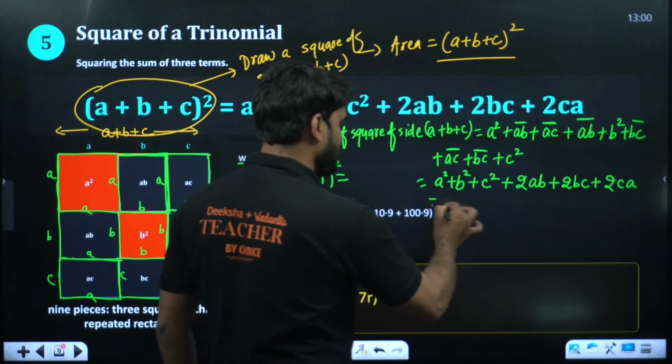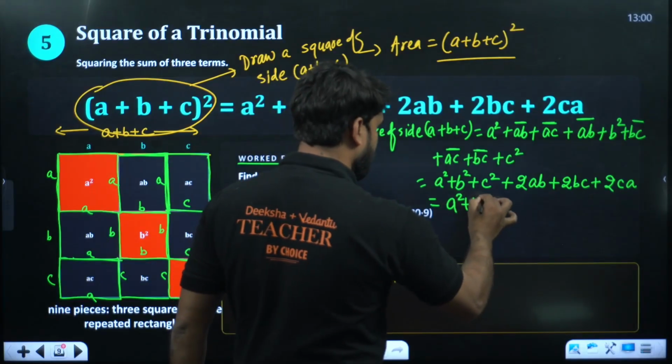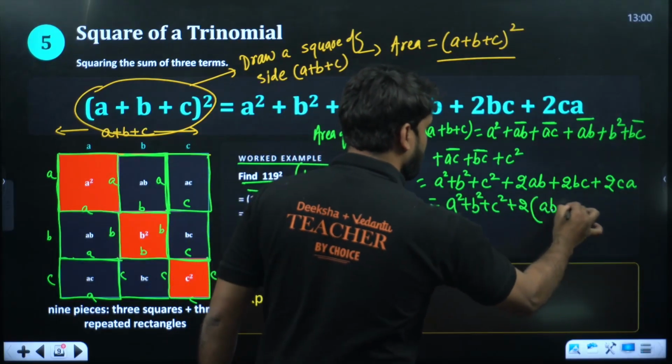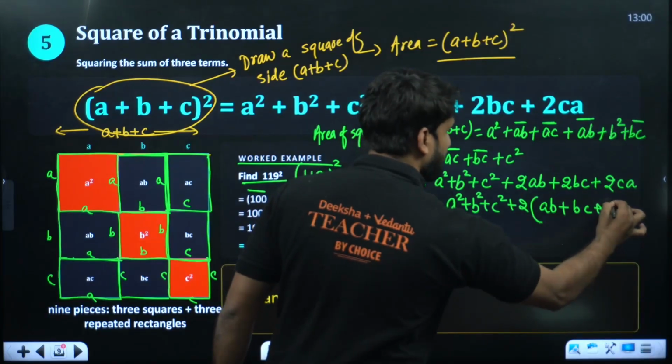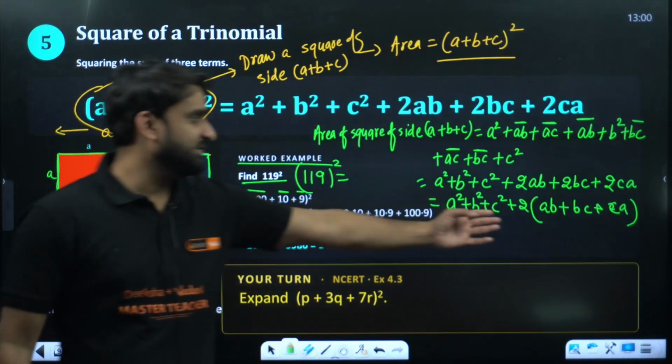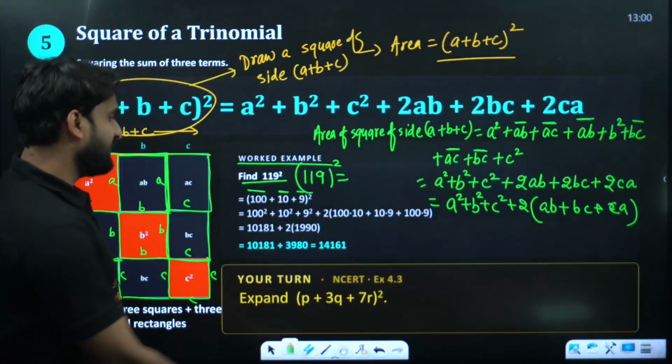We can take 2 common from all these terms. We can also write the identity as A square plus B square plus C square plus 2 times the bracket of AB plus BC plus CA, taking 2 common. So this is also an easy method. By solving that we get the value here.